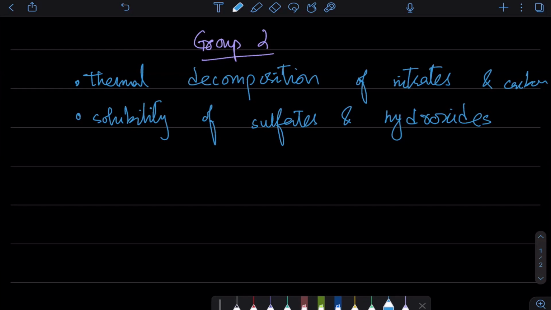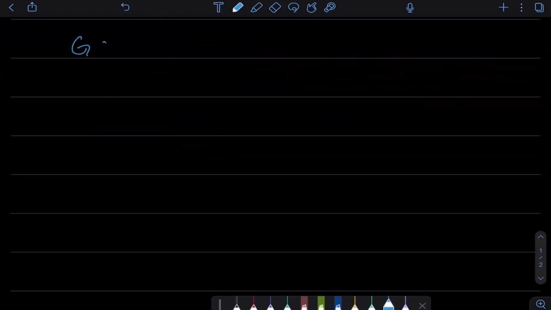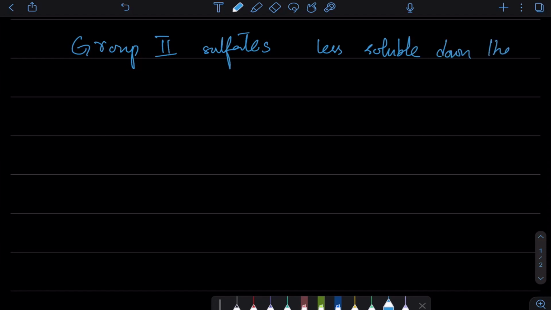Let's talk about the solubility of sulfates first. The first thing, group 2 sulfates, the trend in their solubility is that down the group, the solubility decreases. So they become less soluble down the group. Okay, so this is something that we know of from AS. So that's the trend that we have. And why is that the case?